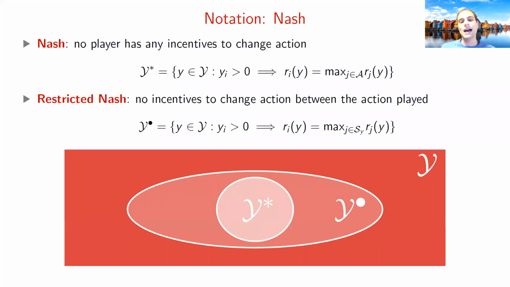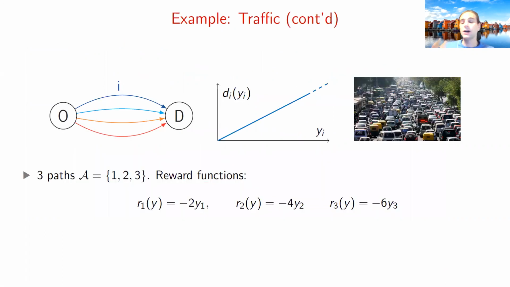Then we can define a broader set of configurations, the set of restricted Nash equilibria. In restricted Nash, people have no incentive to change actions among the actions that are currently played, which means that there can be some action that gives a higher reward but is not played by anyone. Let's see this with a very simple example. We consider our traffic problem with 3 paths, 1, 2, 3, and with a delay that is linear in the number of drivers on the path.